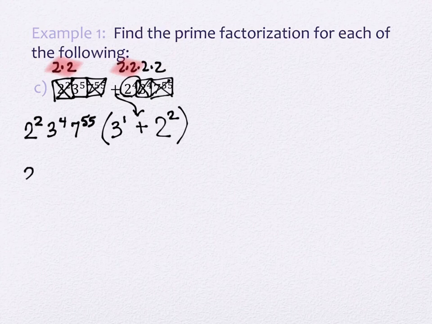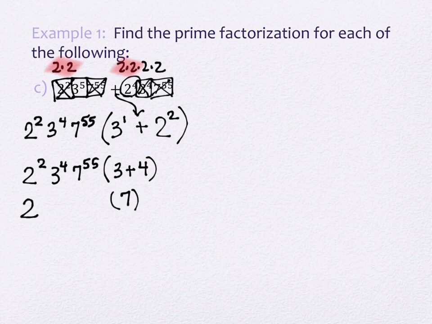Now, part of this is done, namely the part on the outside, which we might be able to combine something with later, but right now it's done. The part on the inside with the addition, though, needs to be combined. So 3 to the 1 is 3, and 2 squared is 4, and 3 plus 4 is 7. So what I have now is 2 squared, I don't need that necessarily, times 3 to the 4th, times 7 to the 55, times another 7. So there's 7 to the 56.